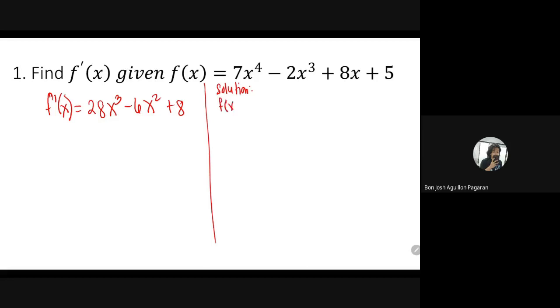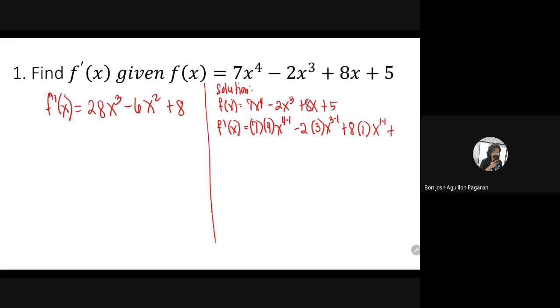Ang ating f of x here ay 7x to the 4th minus 2x cubed plus 8x plus 5. So ang ating f prime of x will be 7 multiplied by 4 and then x 4 minus 1. So minus 2, ang exponent ng negative 2x cubed ay cube, times natin sa 3 yan, and then x 3 minus 1 plus 8. Ang exponent ng x ay 1, so times 1, x 1 minus 1. Ang derivative po ng constant base sa ating slide kanina ay 0. So ang 5 ay 0 na ang derivative niya.